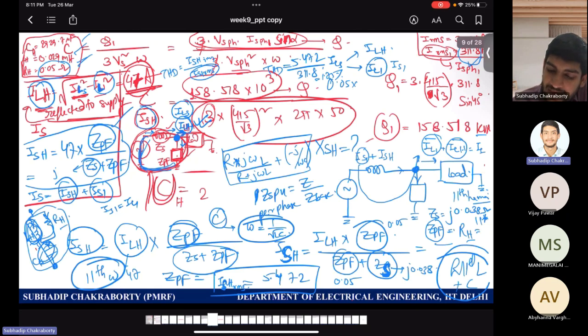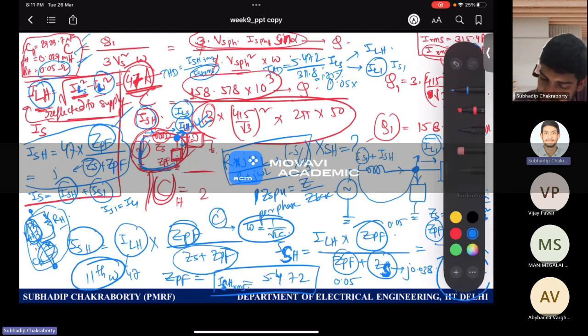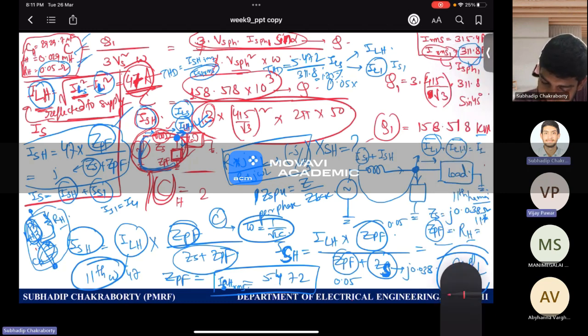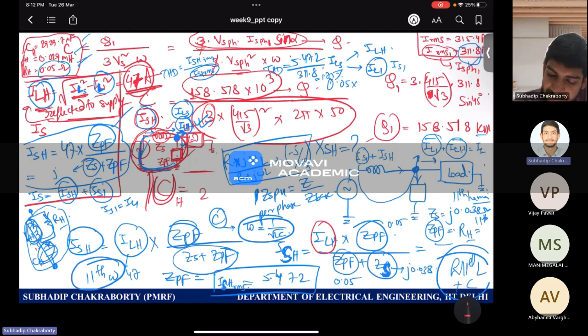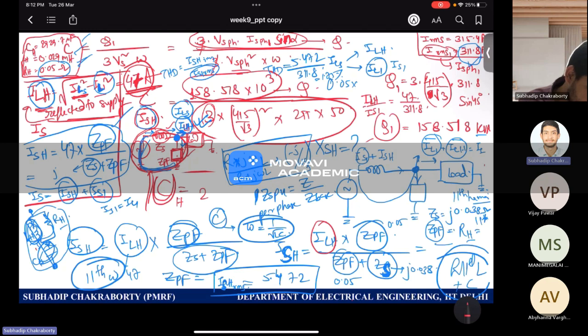Without the passive filter, your full harmonics will appear. This ILH. Full harmonics will appear. Okay. Yes, sir. So the value without the passive power filter will be nothing but ILH divided by IS1. So you calculate ILH: 47 divided by 311.8. So calculate 47 by 311.8. 15%. Okay.